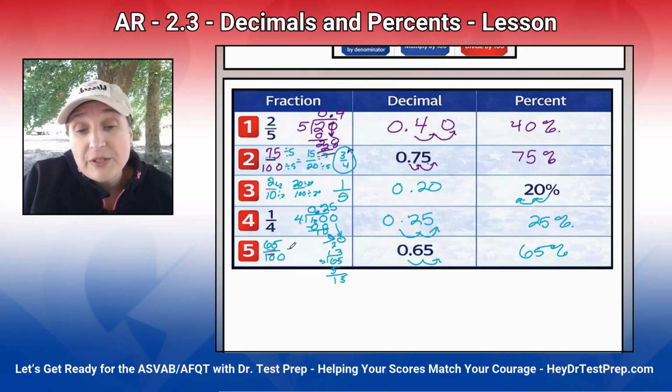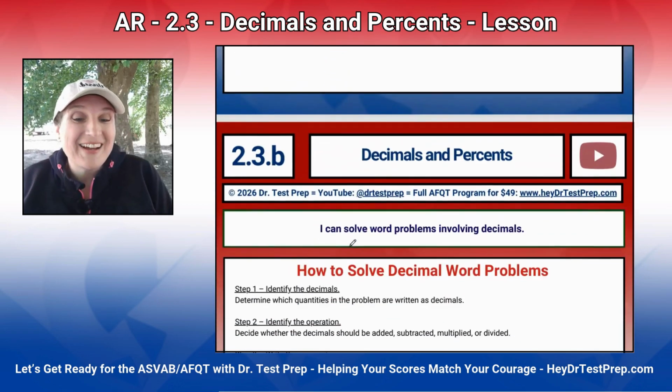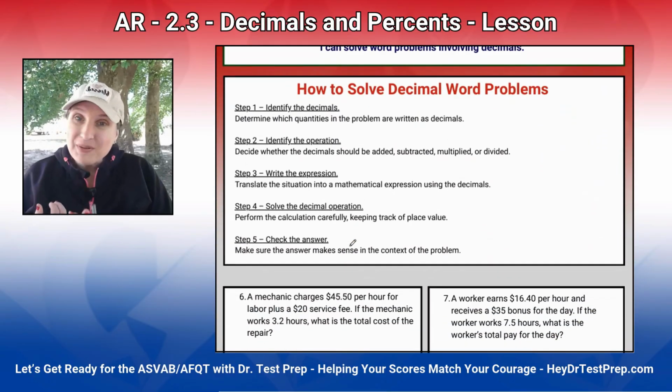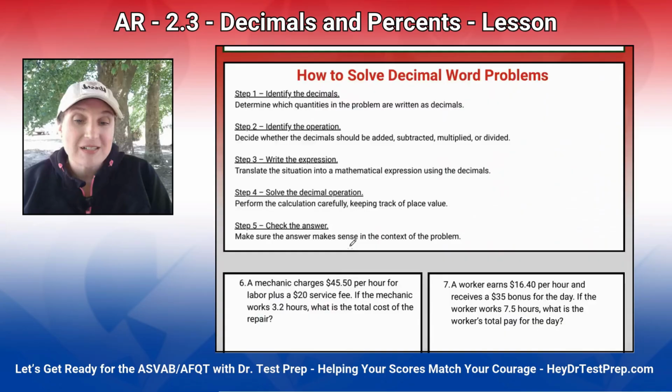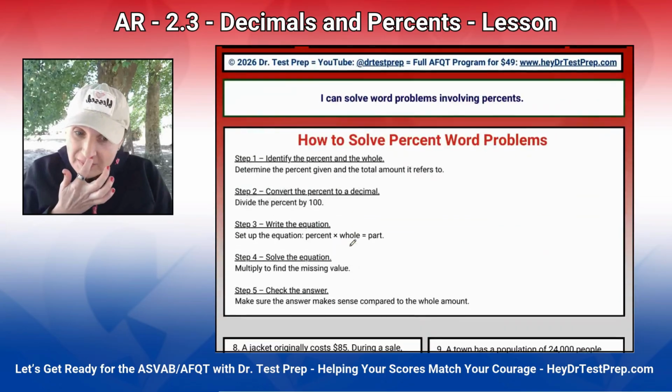So, 5 can go into 120 times. So there you go. But you won't have any questions like that. The questions you're going to have are more like this. So we're going to identify the decimals, what's the operation, writing our expression, solving it, and checking our answers. And we've got 2 problems here and then another 2 problems down here.